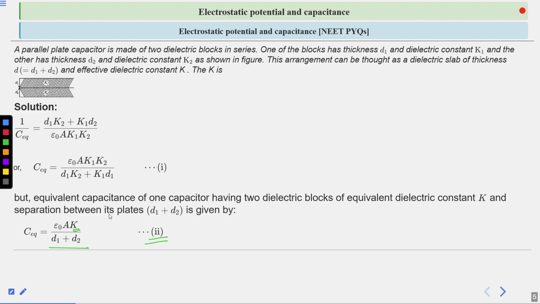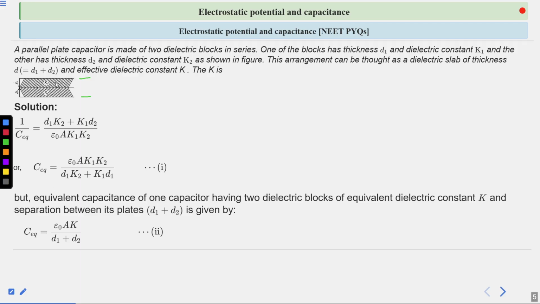So how are we going in that direction? Firstly, we will assume that these are two capacitors in series. This is the first capacitor, this is the second capacitor. The first capacitor has dielectric K1 and the second capacitor has dielectric K2, and these two capacitors are connected in series. So we found the capacitance of both these capacitors in series, and then we find the equivalent, which comes out to be epsilon naught A K1 K2 upon D1 K2 plus K1 D2, and mark it as equation 1.